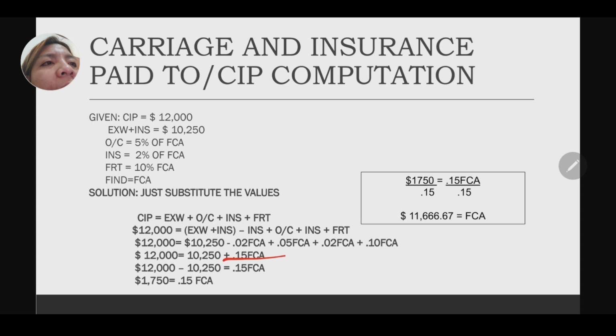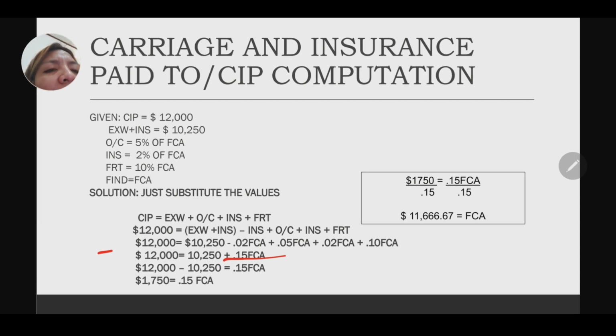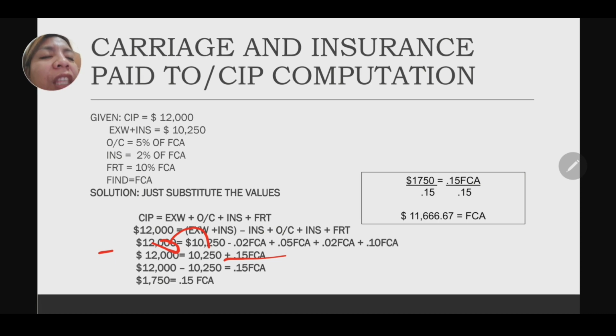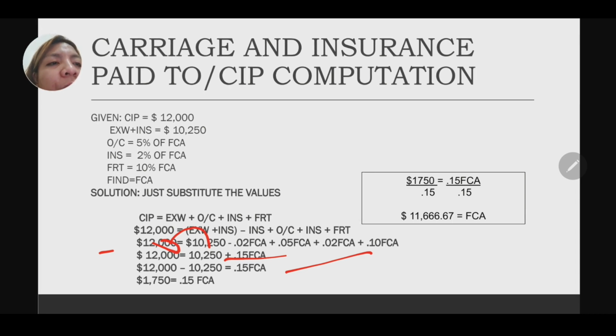Now that you already have that equation, $12,000 is equal to 10,250 plus 0.15 FCA, you just need to transpose 10,250 to the other side of the equation, and that will make it negative. So your equation this time will be $12,000 minus 10,250 is equal to 0.15 FCA.